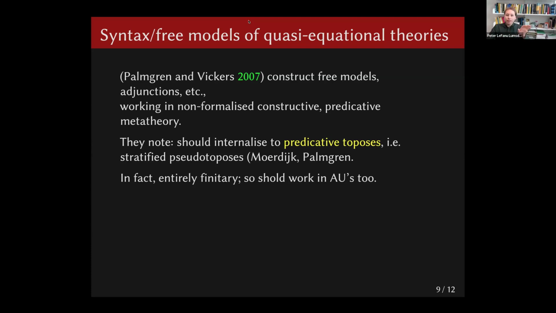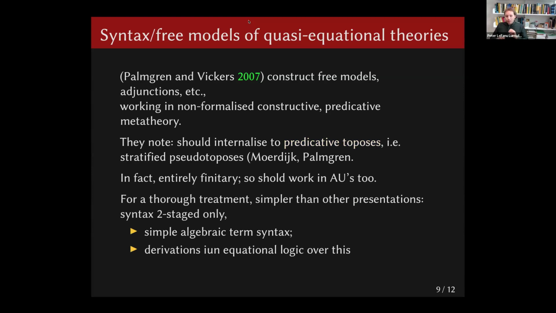But nothing in the Palmgren-Vickers construction requires that. Everything is done in terms of the finitary syntax, and so it should work in arithmetic universes. Intuitively, we know that because finitary syntax, we write it as lists, and in an arithmetic universe, you've got lists. So we should be able to do this there.